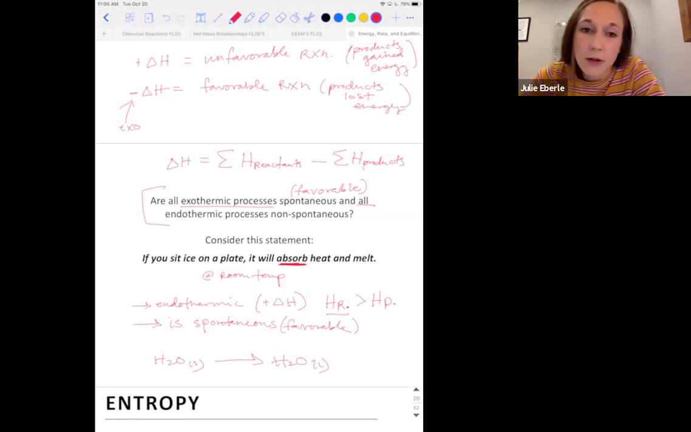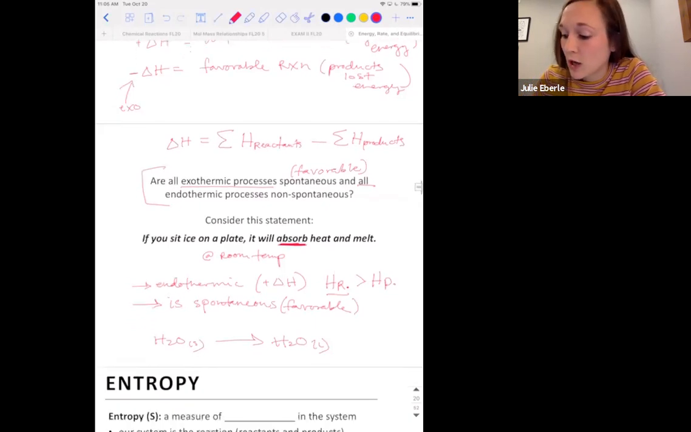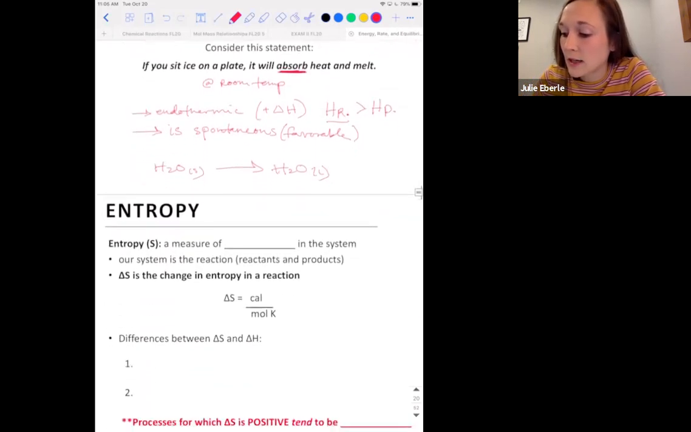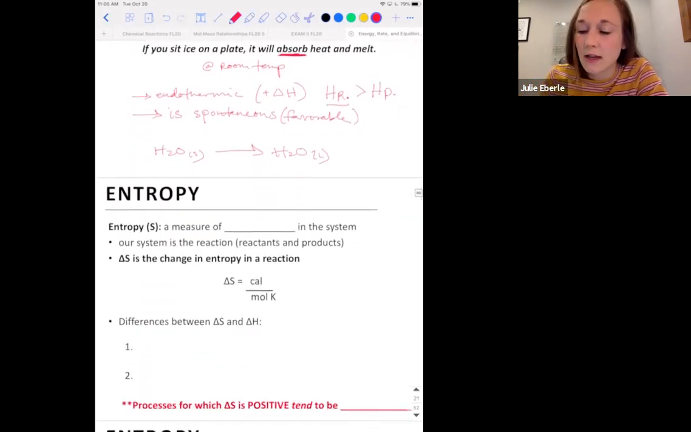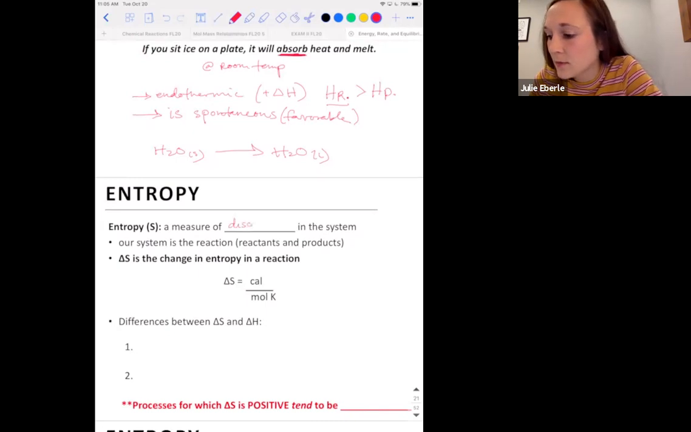So the answer to that question is no, which again begs the point that enthalpy is not the only thing we can count on, the sign of delta H, to determine if a reaction will happen or not. It's more complicated than that. So this is where we introduce entropy. Entropy is the second term. And what is entropy? It is a measure of disorder in the system.